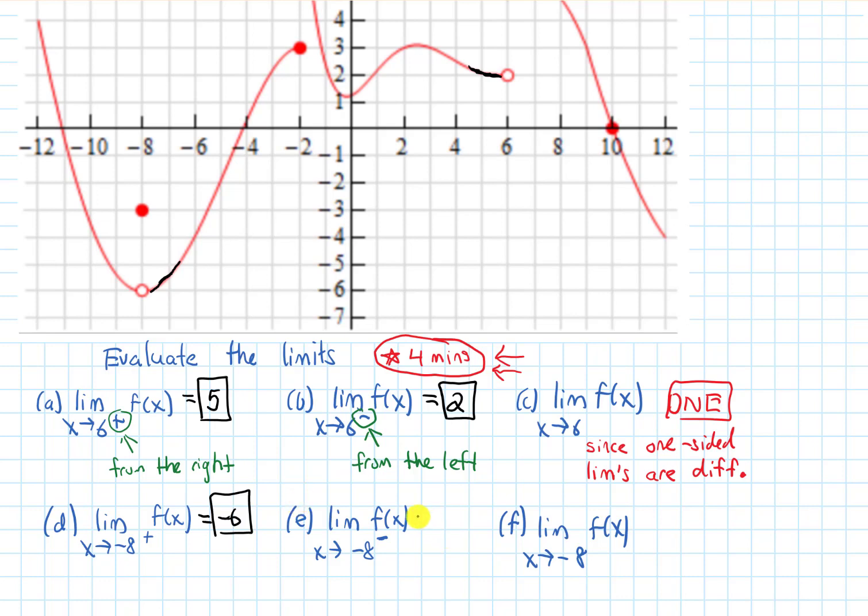Now let's do E. What's the limit as you approach -8 from the left? That is this part of the graph, and again, the y values are getting close to the y value of the hole, which is -6. Now F, what's the overall limit as x approaches -8? Because the one-sided limits are the same, that's what this overall limit is. It is -6, since the one-sided limits are equal.